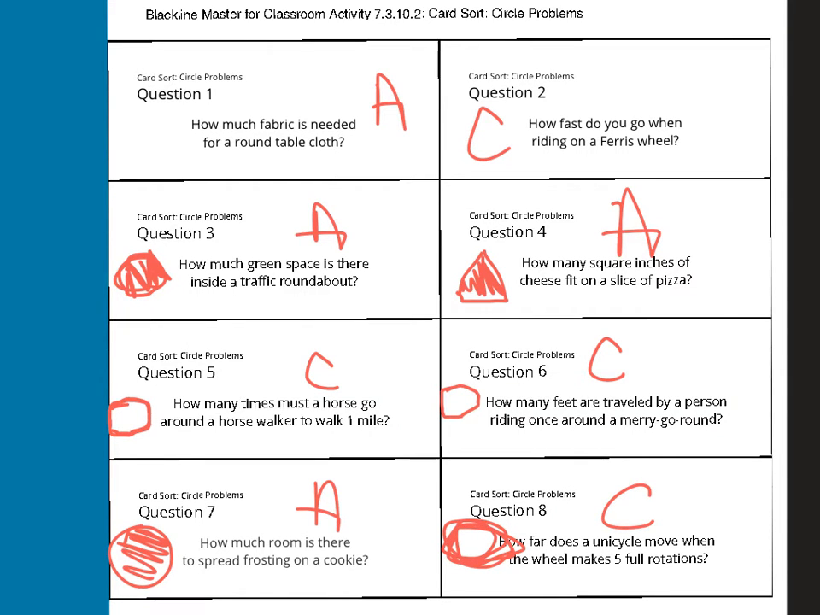Okay? So when we're talking about covering something up with a tablecloth or with frosting, or tiling a floor, that's area. When we're talking about walking around a lake, a frame around a mirror, riding the merry-go-round or the Ferris wheel, that's all circumference.